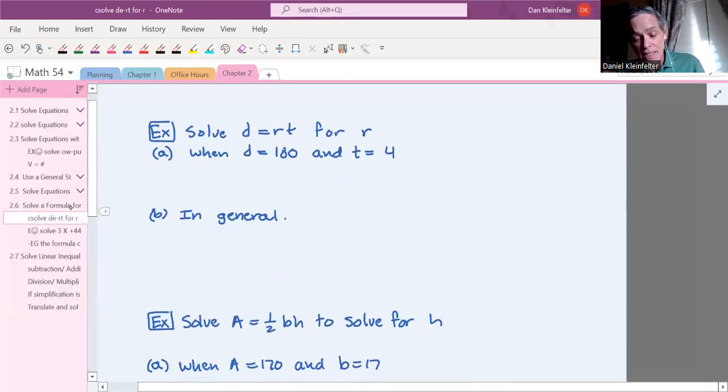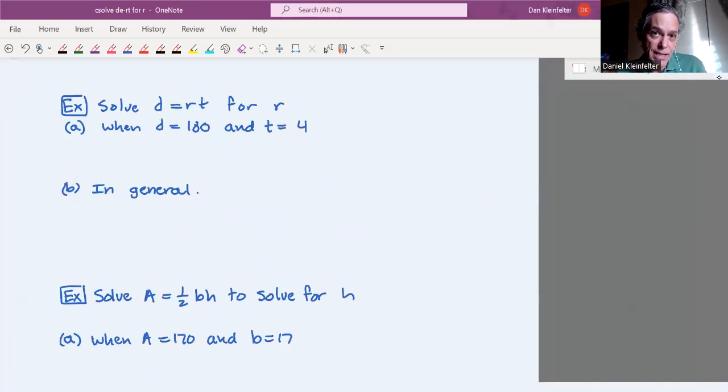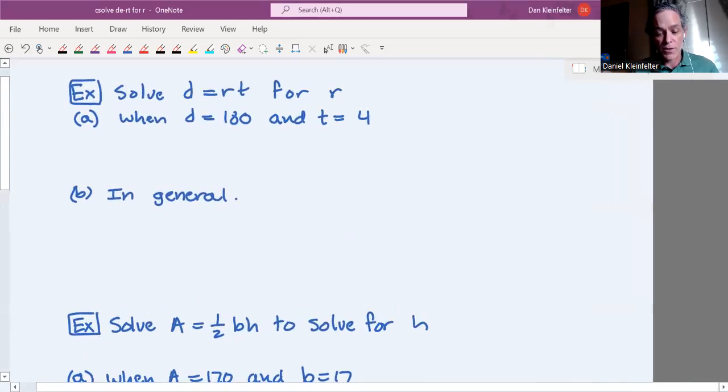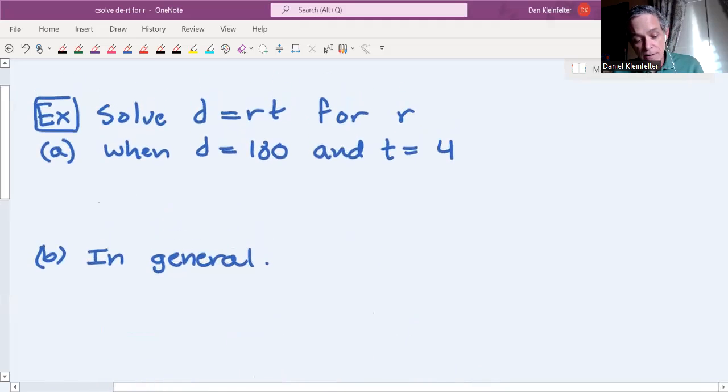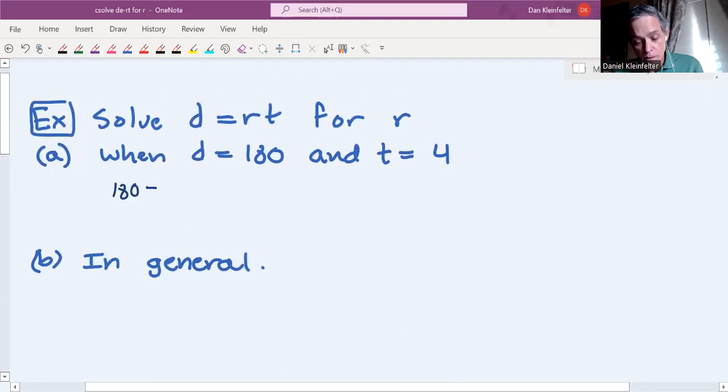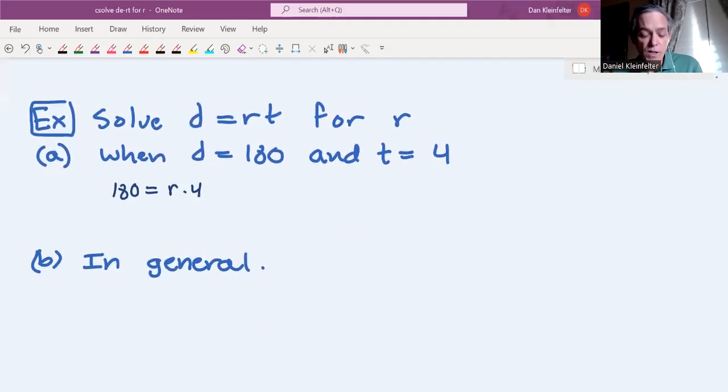Fortunately, a lot of the steps that we take to do this are really similar to the steps that we have taken in the past to just solve equations. So let's try it a little bit. Here it says solve distance equals rate times time for r, and there are 2 parts to this. When d is 180 and t is 4, and then we'll do it in general. So first of all, when d is 180 and t is 4, 180 is r times 4. So then r will be 180 divided by 4, sorry. And so that's going to be 45. Our answer there is a number, 45, and we're all done.